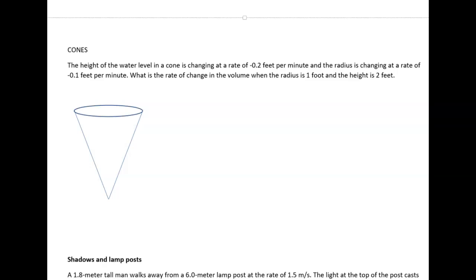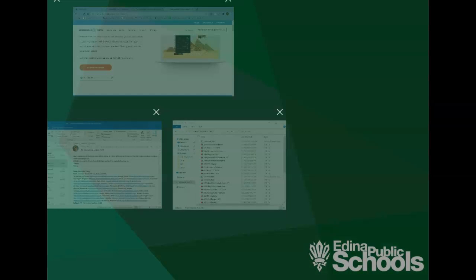Okay, today we're doing more related rates. So we have a cone. The height of the water level in a cone is changing at a rate of negative 0.2 feet per minute. That makes sense because it's draining. And then the radius is changing at a rate of negative 0.1 feet per minute. So I guess we're draining it out the bottom, say. What's the rate of change in the volume when the radius is 1 foot and the height is 2?